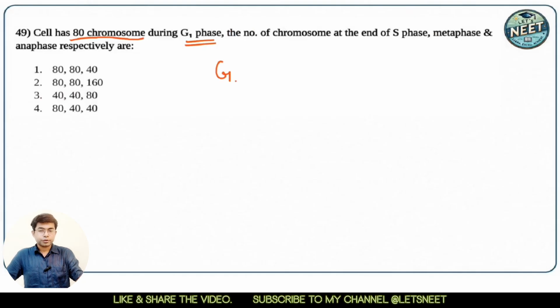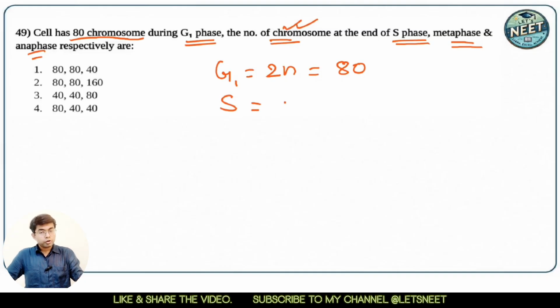So in G1 phase, we know that the number of chromosomes is 2n, and 2n is 80. Now, the number of chromosomes by the end of S phase, metaphase and anaphase. It is asking about the number of chromosomes. Now see, if G1 phase has this, then by the end of S phase you will still have 2n, and G2 will be 2n, right?